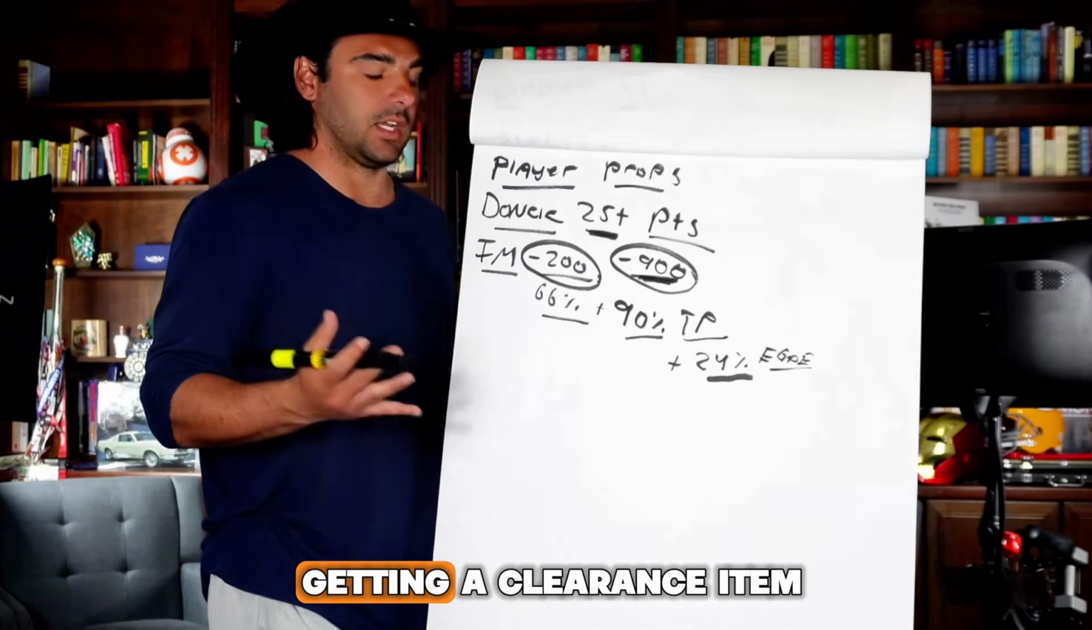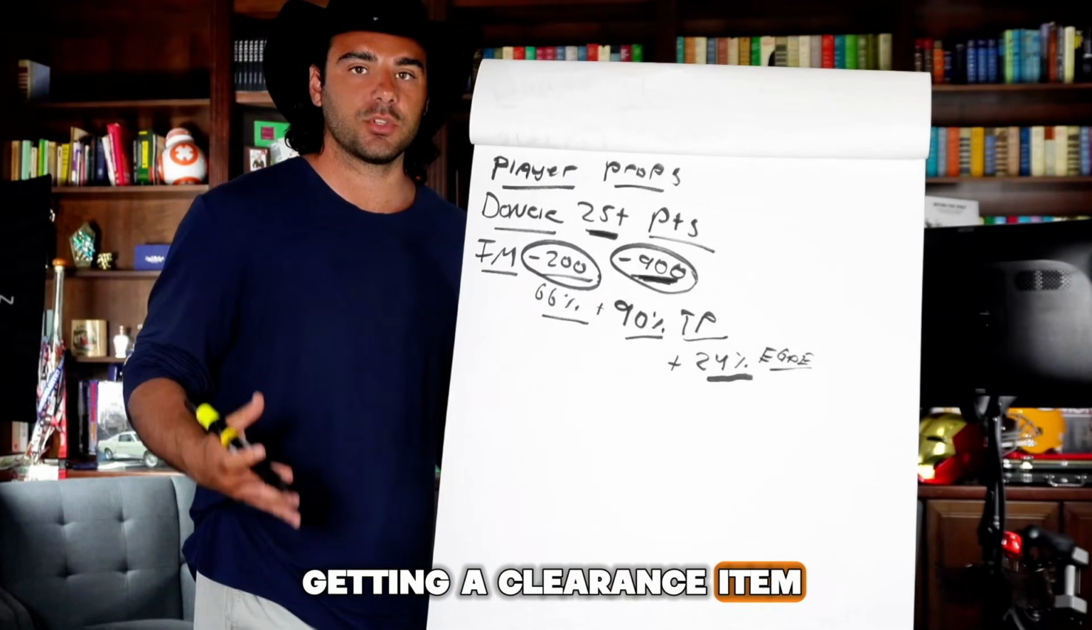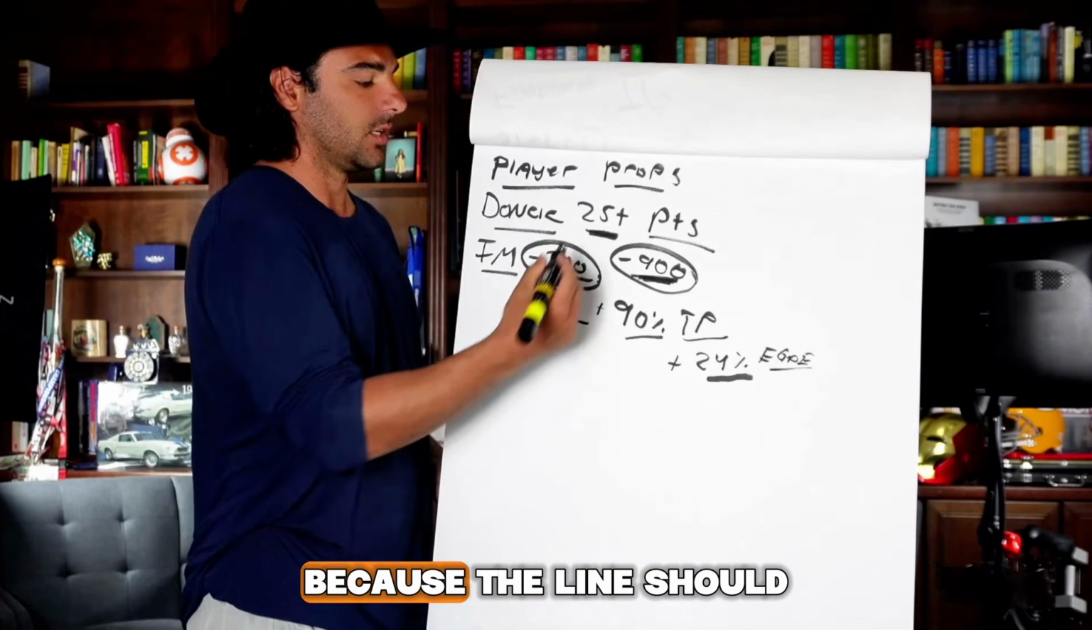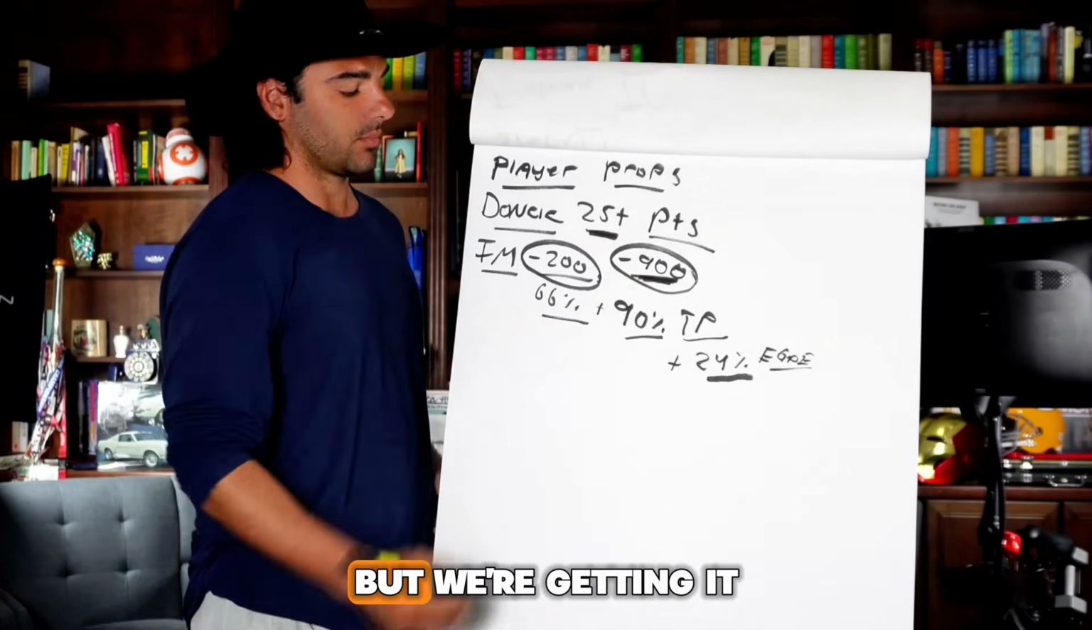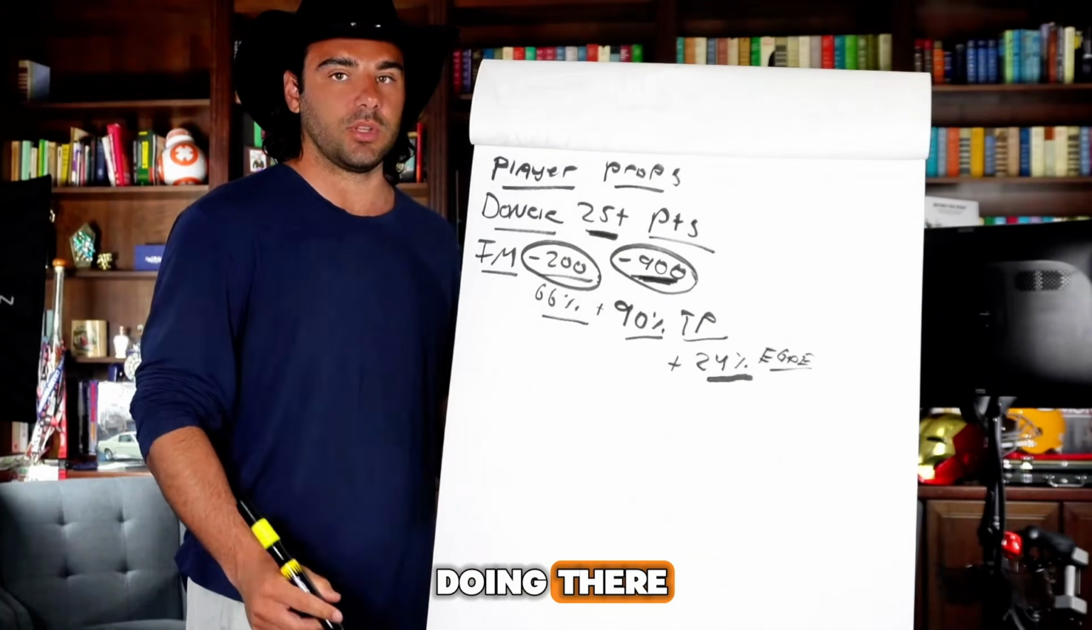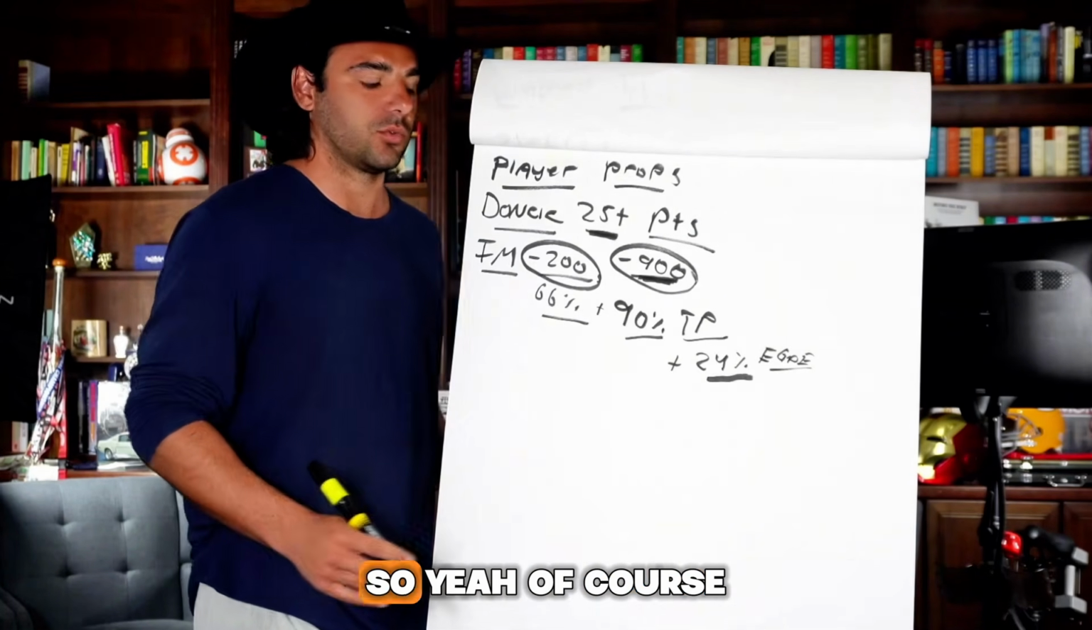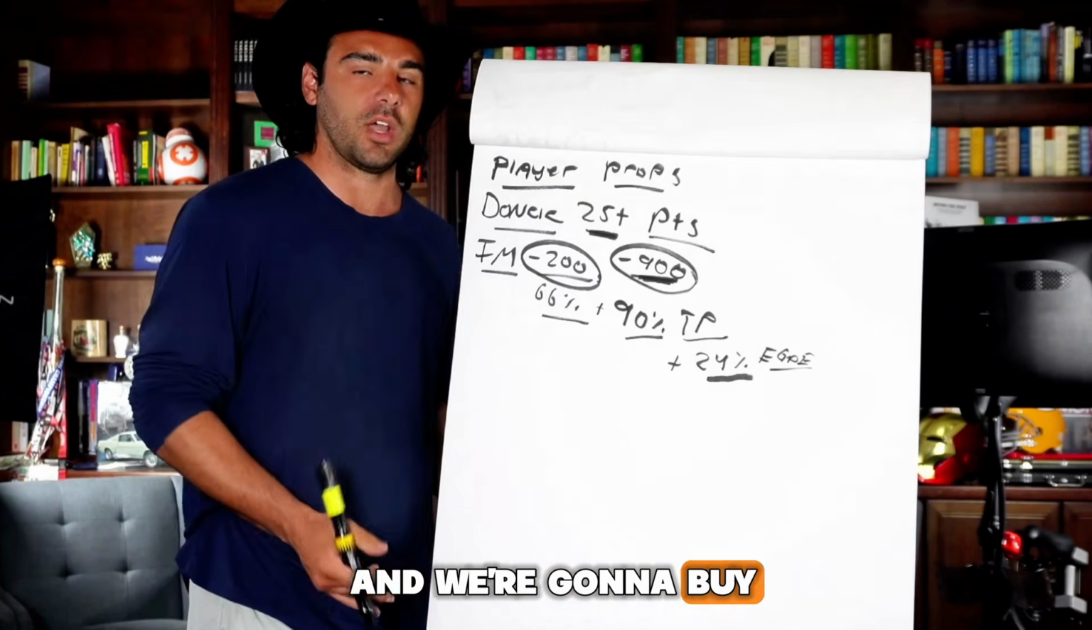Is we're taking and getting a clearance item sale when we do this. Okay, because the line should be minus 900, but we're getting it at minus 200. So what are we doing there? We're getting crazy, crazy value. So yeah, of course, we're going to go ahead and buy that item.